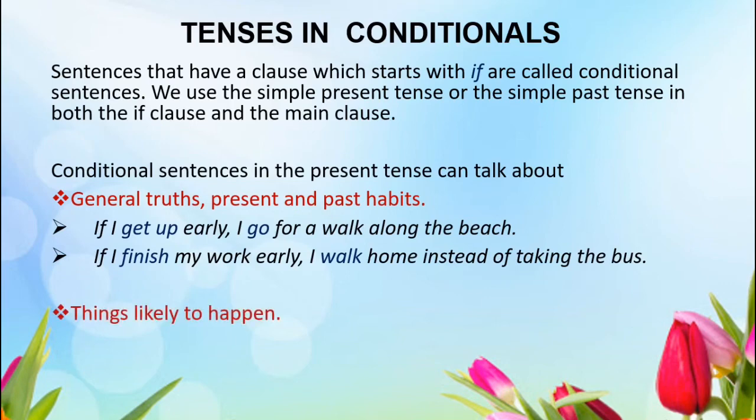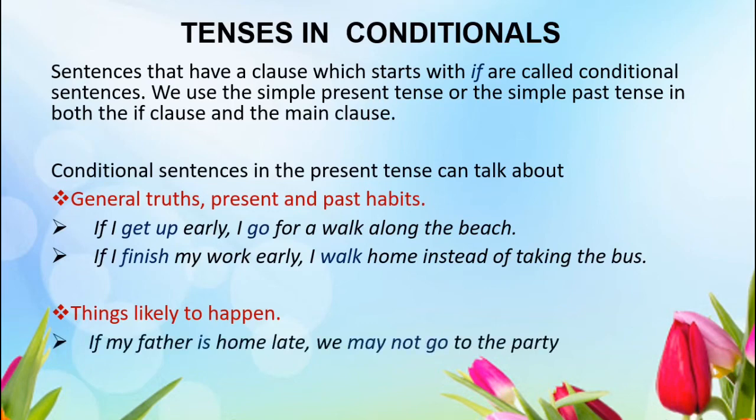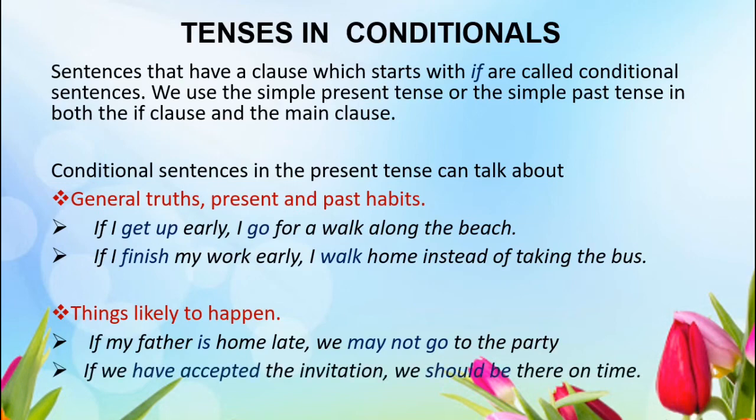Now, the conditional sentences in the present tense can also talk about the things likely to happen. For example, if my father is home late, we may not go to the party. The things did not happen in the past or the present, but these things are likely to happen. If we have accepted the invitation, we should be there on time.